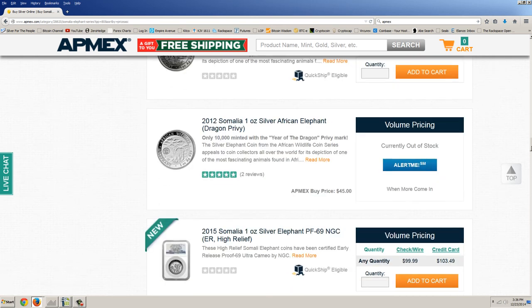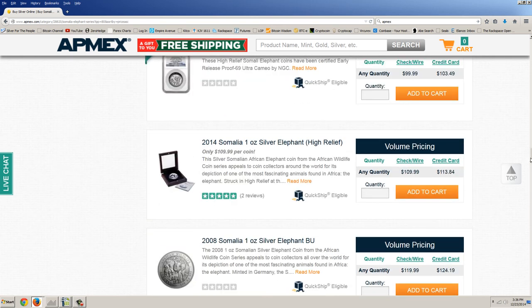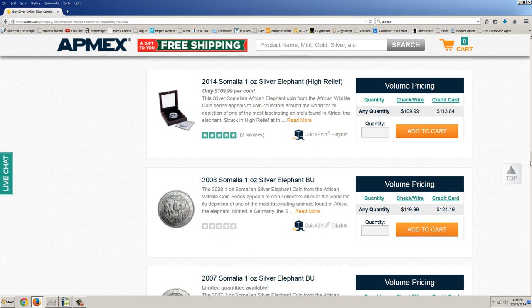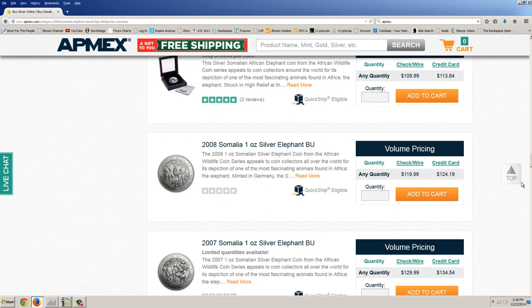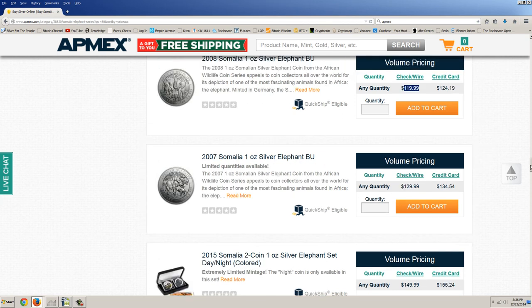Now you're going to be shocked to see how high these prices go. And I'm not really sure what the reason is, if there just weren't that many minted or if they're very hard to get. You can see $120 now for the 2008. That's clearly a numismatic coin only. Here's $130 for the 2007.